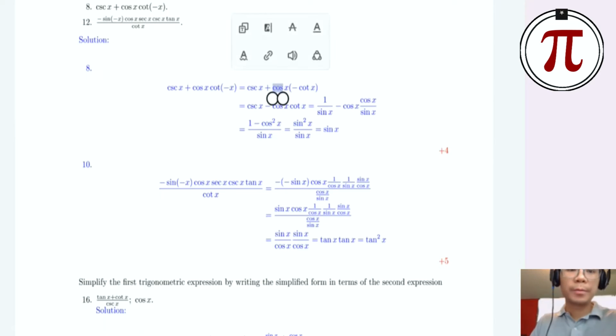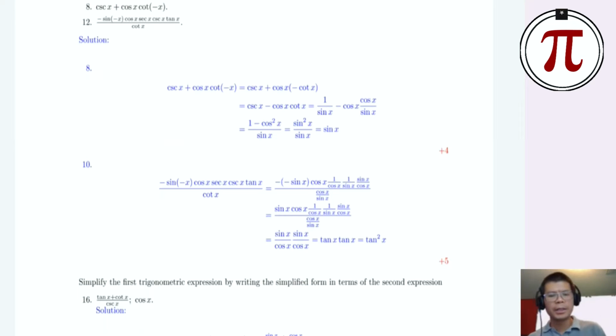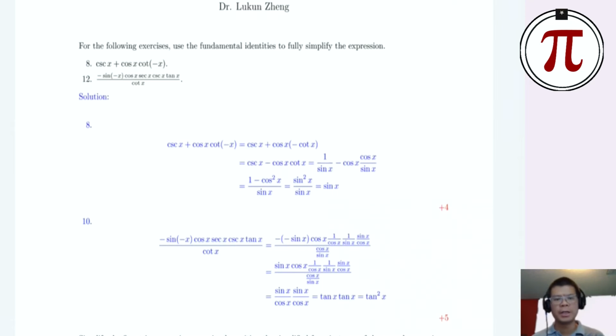Okay, very good. All right, let's consider quiz 9 first. In quiz 9, we have the following problems. Use fundamental identities to fully simplify the expression. 8 and 12.